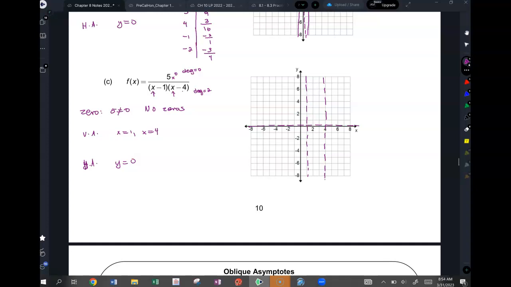Okay, so now we have 3 regions. We have to have a test point in one of the regions. Why don't we get a test point at, like, x equals 0. All right, when x is 0, what do we get? 5 over negative 1 times negative 4. Okay, so that is 1 1/4 here.